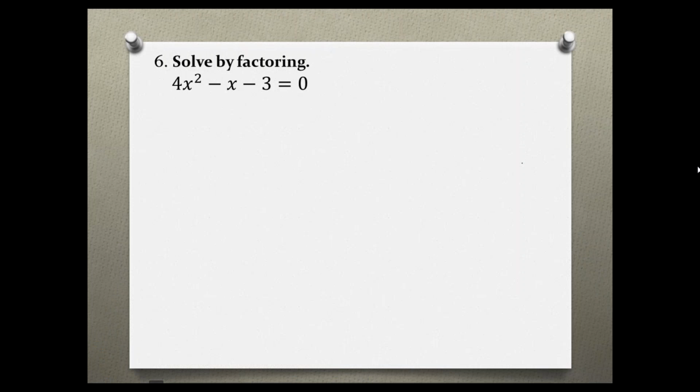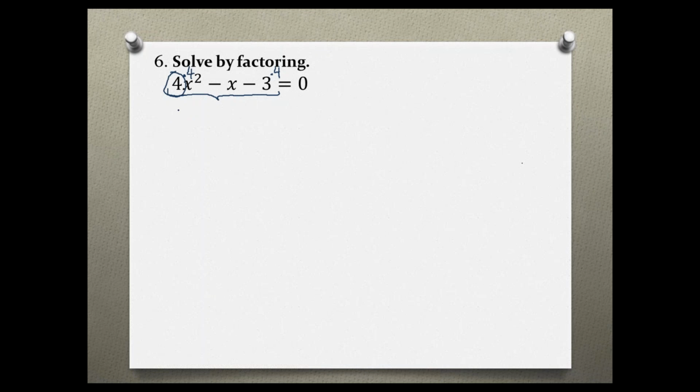Problem number 6, solve by factoring. So we have 4x squared minus x minus 3 equal to 0. In this case, we have to factor, so we're dealing with a trinomial right here with a coefficient of 4. So I choose to use the method that I'm calling the Colombian method, and I have to multiply the first term by the coefficient, which is 4, and also the third term by the same coefficient, so by 4.